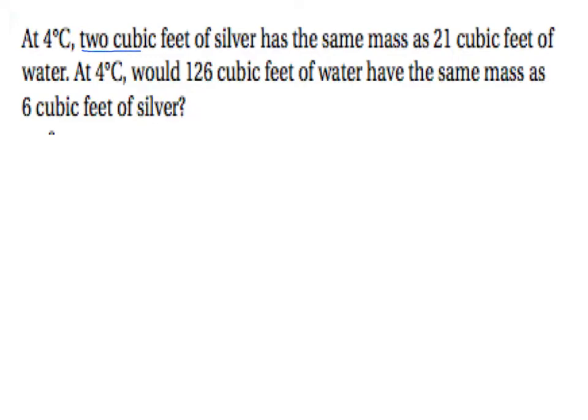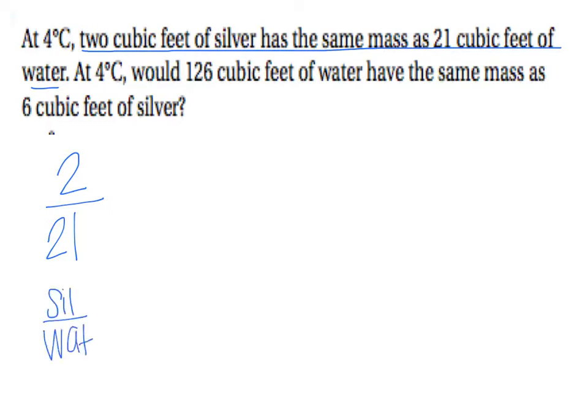It says 2 cubic feet of silver has the same mass as 21 cubic feet of water. We can write that as a proportion. So we know that 2 cubic feet of silver has the same as 21 cubic feet of water. So we did silver over water. That was our proportion. And it says, would it have the same? So that means, is it equal?